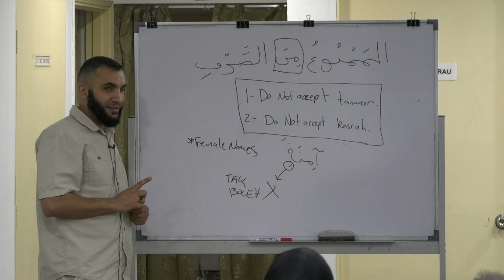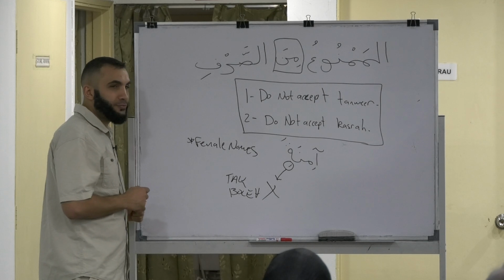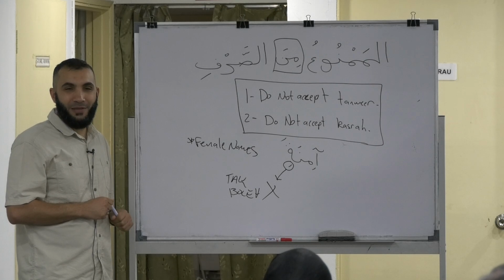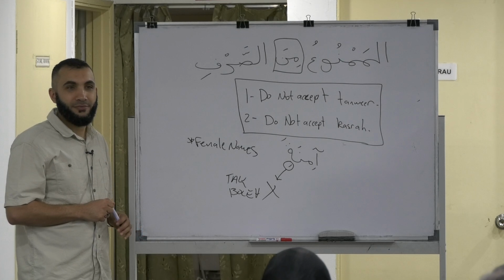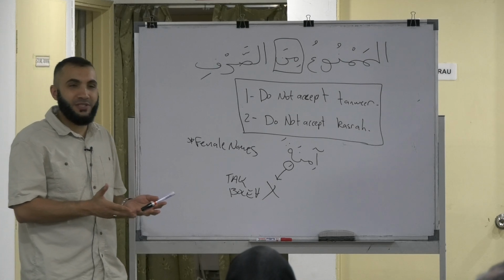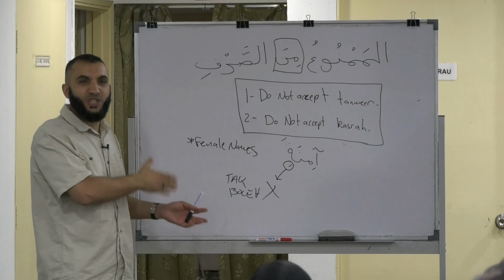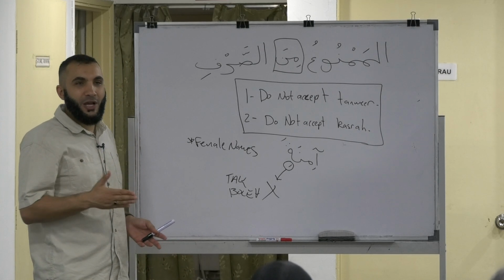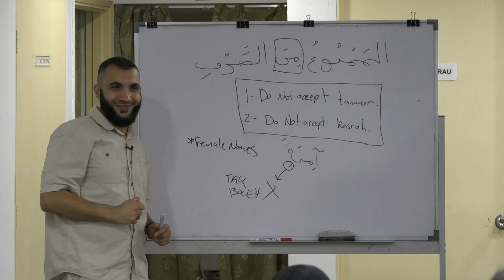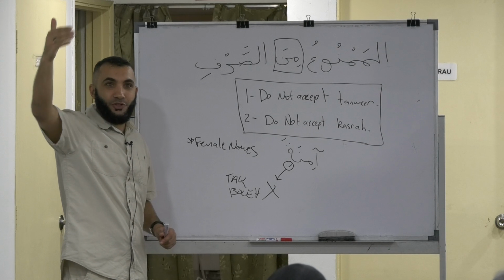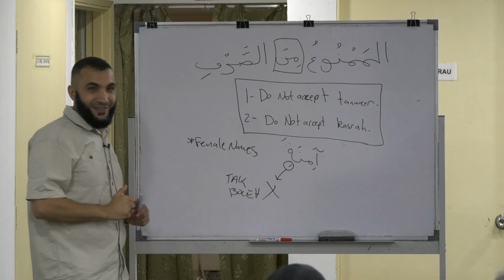Other categories of words that are mamnu' min as-sarf are, for example, male names that are non-Arabic. Like Ibrahim. Is Ibrahim an Arabic name? No. Abraham was not Arab. How do we know? Because he was in Babylon, which is considered Iraq. And when he migrated, he was in Sham as well. The only time he went to the Arabian Peninsula was when he left his wife and his son, Ismail and Hajar. But he used to go back to his homeland, which was in Iraq. So he was not an Arab.